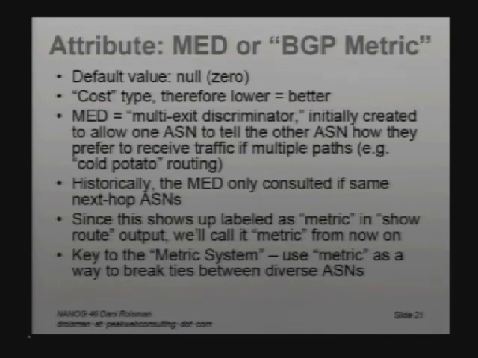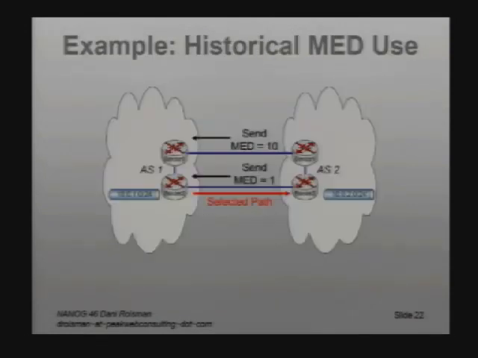This has showed up, as I said again, it's called metric in many cases, we call it metric. And this is really the key to the metric system. We're using the metric value, the metric attribute as a way to break ties between routes heard from diverse ASNs. So here's the example of historical MED use I was saying.